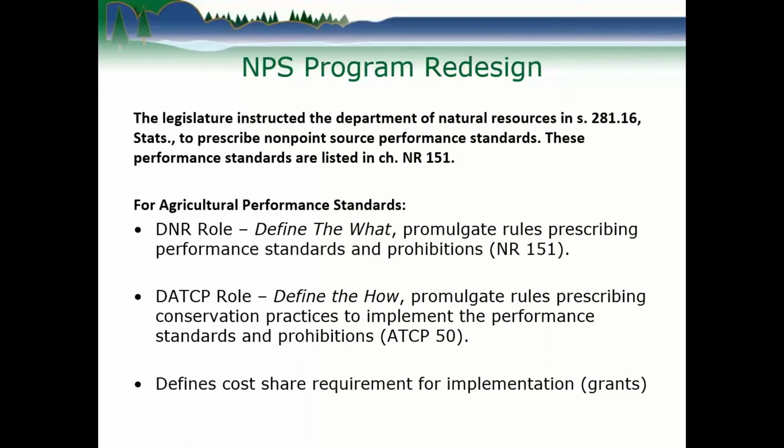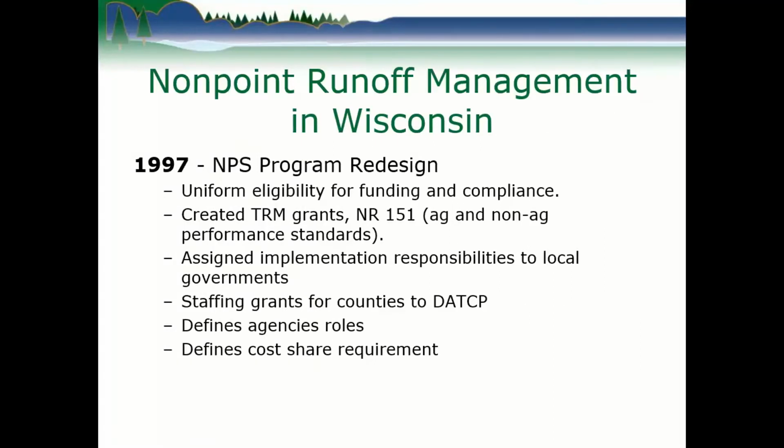And then NR 151 and statute also define cost share requirements for implementation. And that started the creation of grants that would be used to cost share practices implemented on farms. That was started in 1997, the Nonpoint Source Program Redesign, and then the development of the NR 151 administrative code. It was different than the Priority Watershed Program because this was uniform in eligibility.